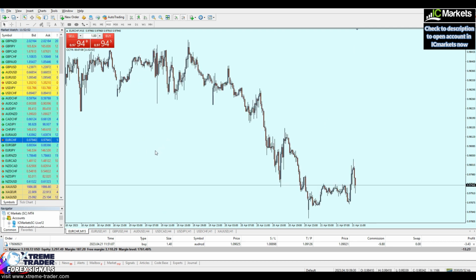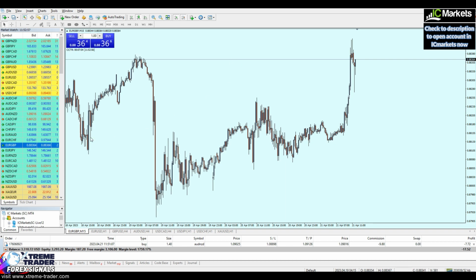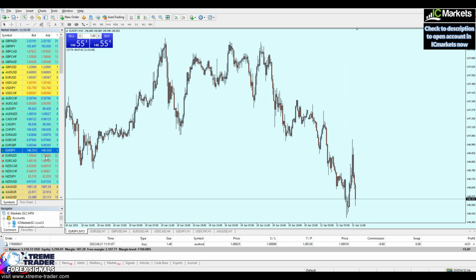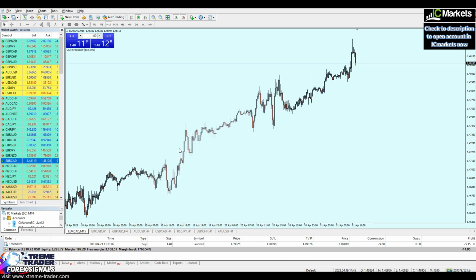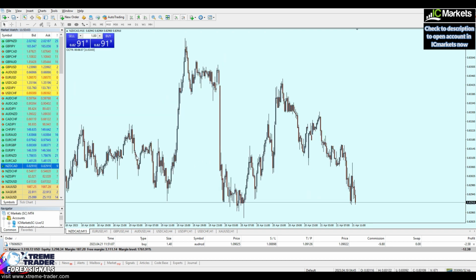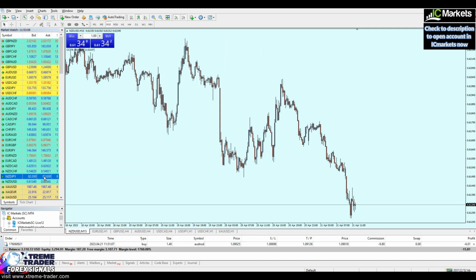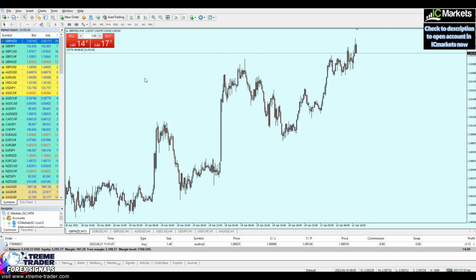Let me just check the pairs. Euro pound. Actually, the market is really running in high volatility. Lots of volatilities. So far on the 15-minute time frame, I cannot actually find anything at all. So far, nothing is really trusted.